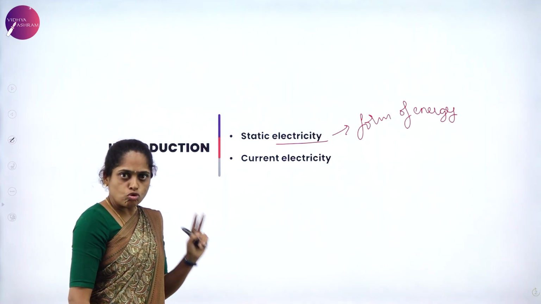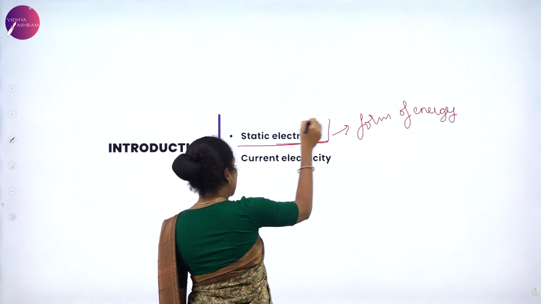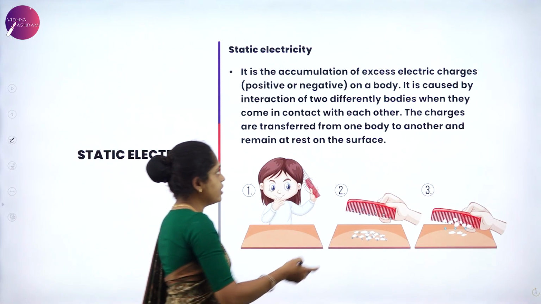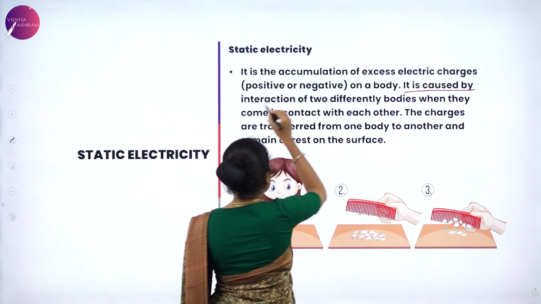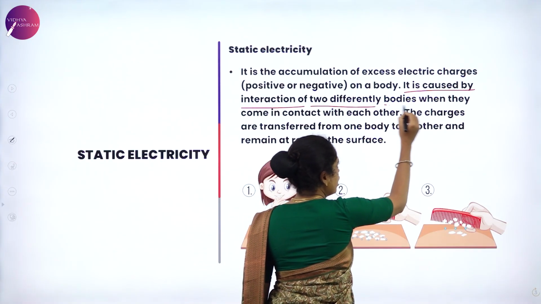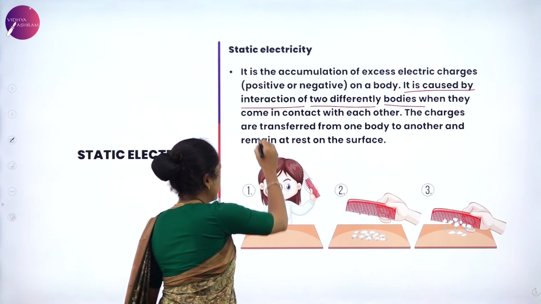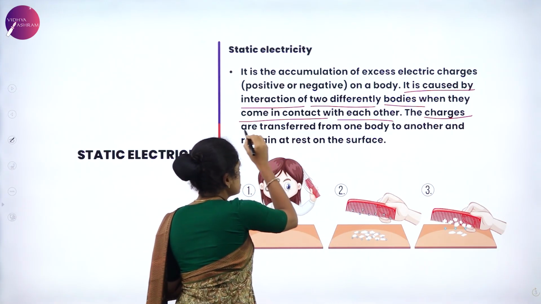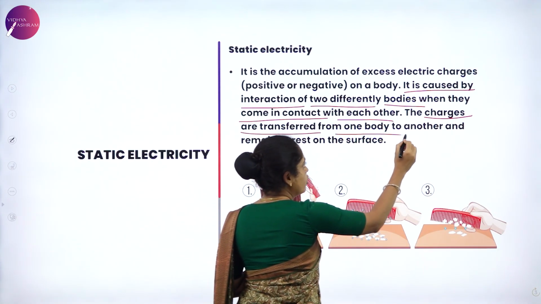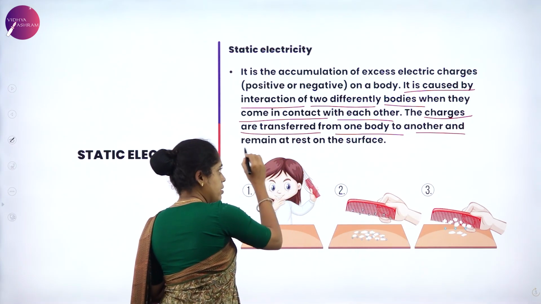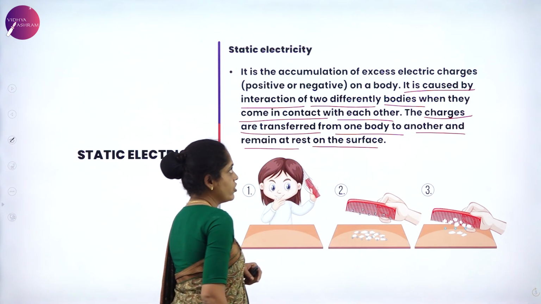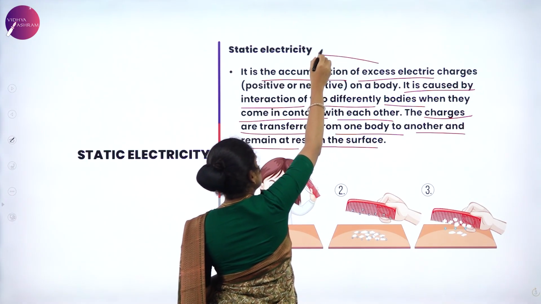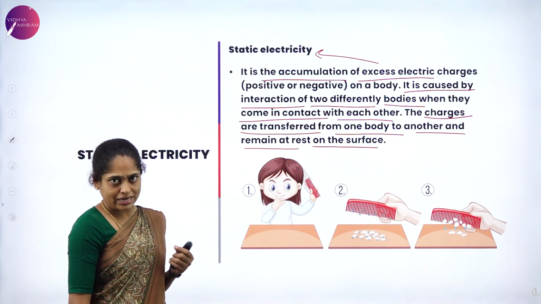In the first two chapters, what you studied is static electricity. What is static electricity? Let us recall that. It is caused by the interaction of two different bodies. When they are in contact with each other, the charges are transferred from one body to another and remain at rest on the surface. This accumulation of excess electric charges is nothing but static electricity.